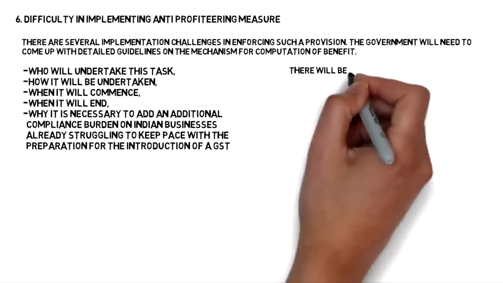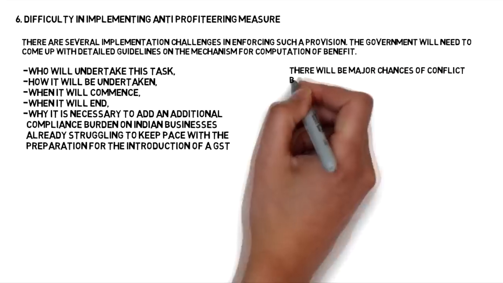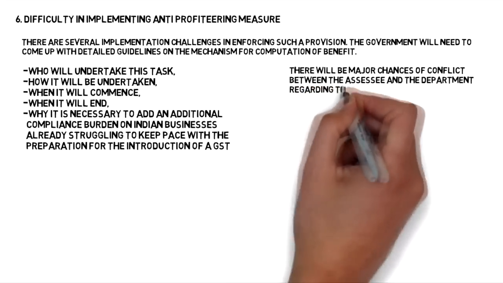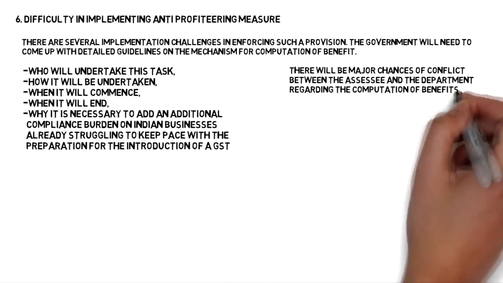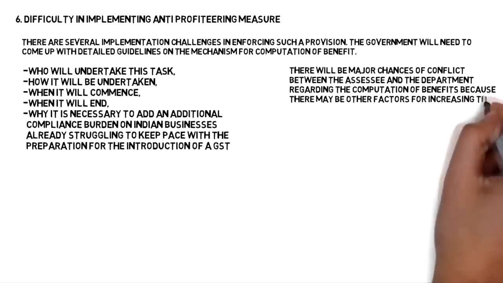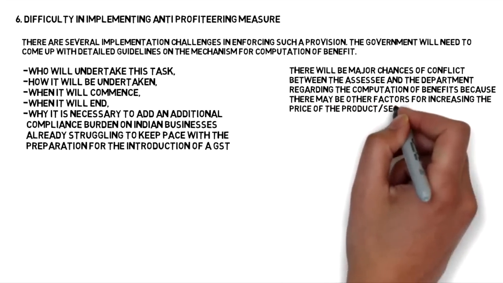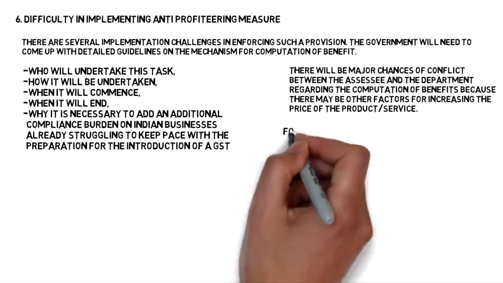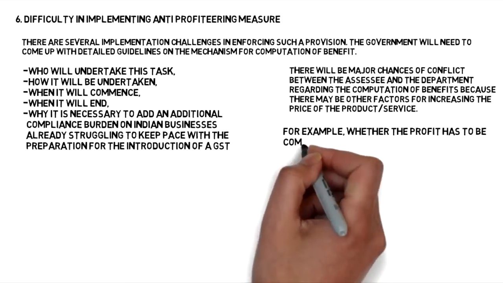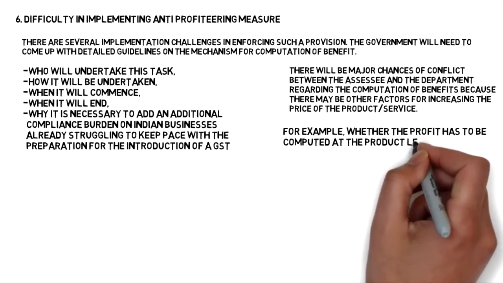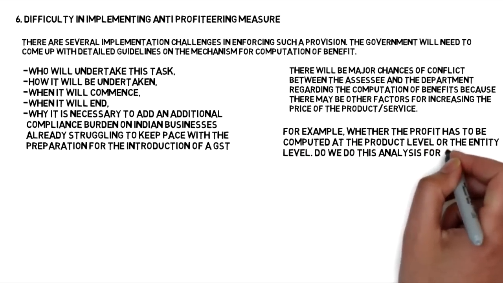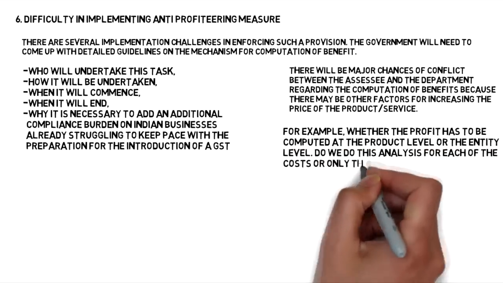There will be major chances of conflict between the SSC and the department regarding the computation of the benefits, because there may be other factors for increasing the prices of the product or services. For example, whether the profit has to be computed at the product level or the entity level. Do we do this analysis for each of the costs or only the major costs?